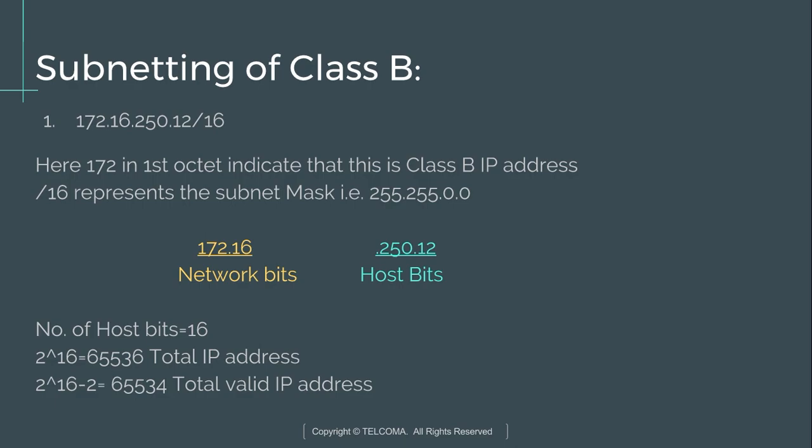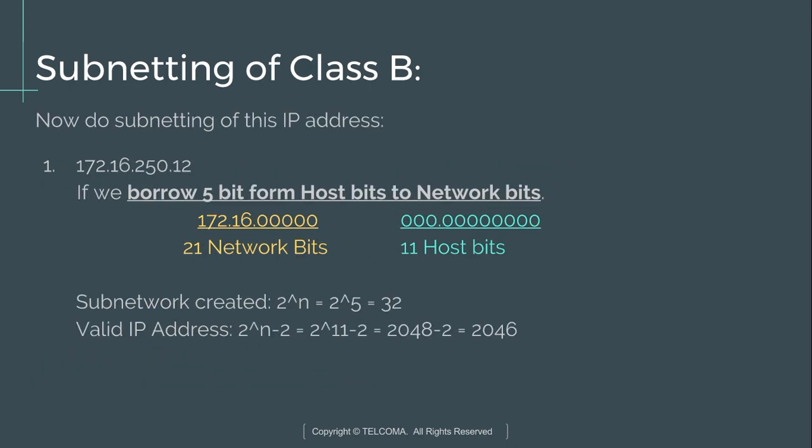To calculate the total number of IPs, we use the formula 2 raised to power n, where n is the total number of host bits. So 2 raised to power 16 gives 65,536 total IP addresses, of which 2 IP addresses are invalid, as we don't use them in the network. These are the network IP and the broadcast IP. So we subtract 2 from the total, and we get the total valid IP addresses which can be assigned in the network, that is 65,534 IP addresses.